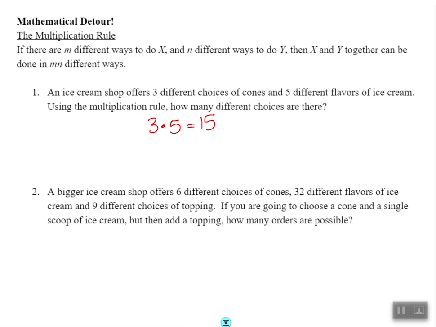Another ice cream shop has 6 choices for cones, 32 different flavors of ice cream, and 9 different toppings. If you are only allowed to choose one cone, one scoop of ice cream, and one topping, how many orders are possible? You have 6 choices for cones, 32 choices for ice cream, and 9 choices for toppings, which is 1728 different orders. We did this first semester when we were looking at combinations and permutations in that unit.